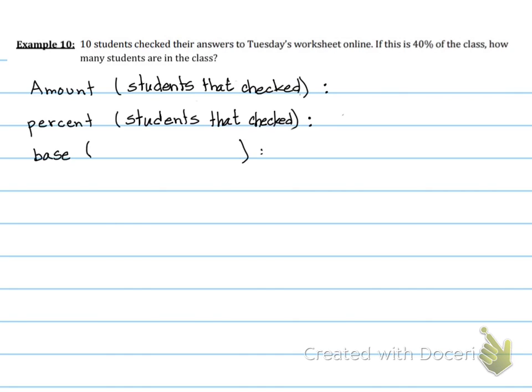And then in this problem, the amount of students is not changing, right? We're just talking about a specific portion of them, which means that my base is the total. That's the thing I don't know. And so amount equals percent times base. 10 equals 0.4x. And we'll divide by 0.4 on both sides.